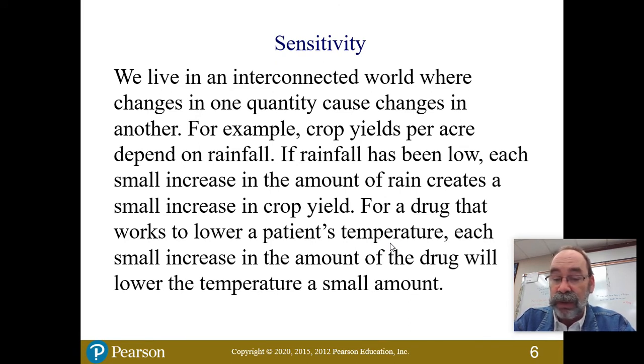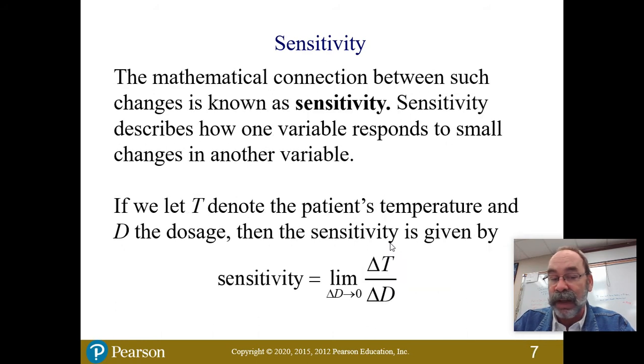Better yet, let's talk about drugs. Let's say you're taking aspirin. Are you going to prescribe the same amount of aspirin for a 300-pound person as you would a 30-pound kid? No. So a small increase in the amount of drug will lower the temperature a small amount. So we're talking about changing. That's what we mean by sensitivity.